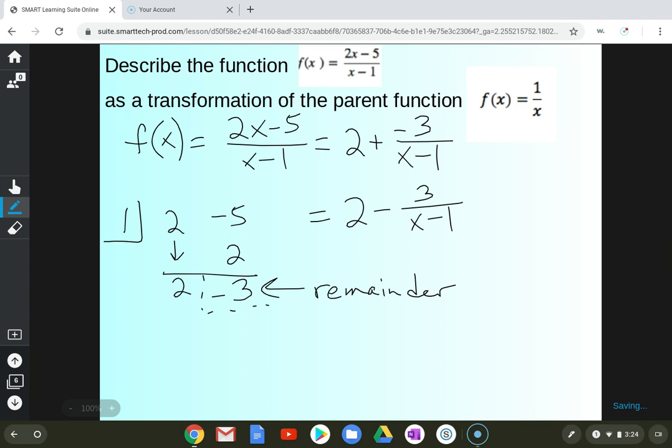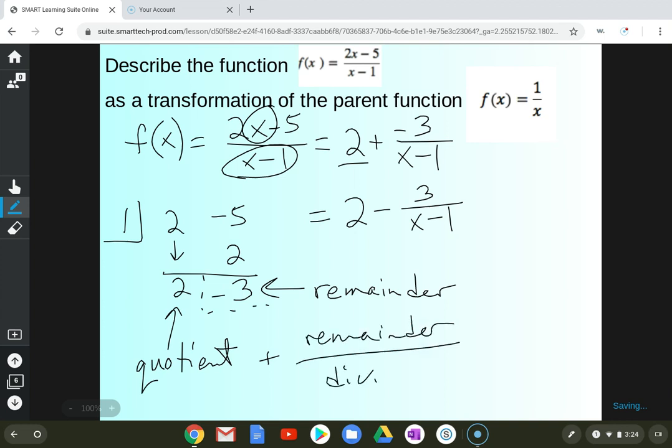So when you're writing these, remember, reduce the power by 1. So our original power was 1. Now it goes to 0. There's no more x's, so we just have the number 2. And then this remainder goes over the divisor. So remainder over divisor. So quotient plus remainder over divisor.